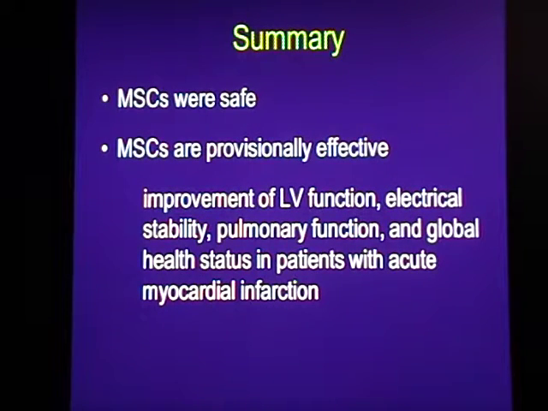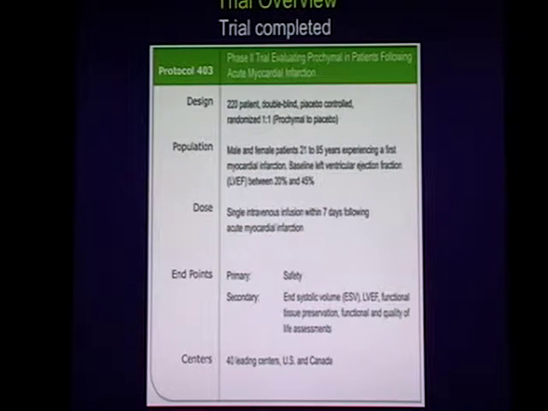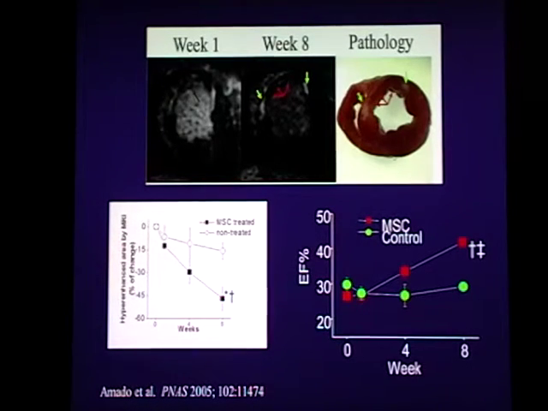The summary of these trials demonstrated that the MSCs were safe, and there was provisional efficacy demonstrated, which include improvement of left ventricular function, electrical stability, improved pulmonary function, and an improvement in global health status in patients with acute myocardial infarction. The MSCs in these studies were infused intravenously. This led to a second large phase 2 trial, which consisted of 220 patients, double-blind, placebo-controlled, and randomized 1-to-1 Prochymal or MSCs to placebo. Again, the primary endpoint was safety, and other functional endpoints were secondary endpoints. The phase 2 study is continuing, and the data from this large trial is expected to be reported very soon.